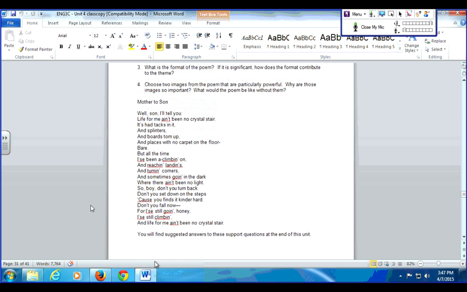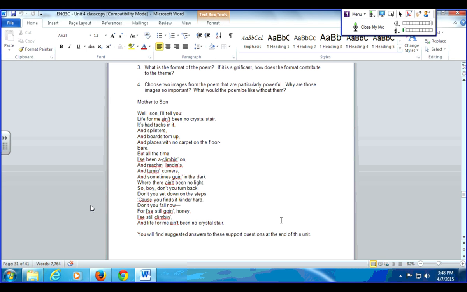So here's our poem here. It says, Mother to Son. I said, well, son, I'll tell you. Life for me ain't been no crystal stair. It's had tacks on it and splinters and boards torn up, and places with no carpet on the floor, bare. But all the time, I's been climbing on and reaching landings and turning corners, and sometimes going in the dark where there ain't been no light. So, boy, don't you turn back. Don't you sit down on the steps, 'cause you'll find it kind of harder. Don't you fall now, for I's still going, honey. I's still climbing. And for me, life ain't been no crystal stair.